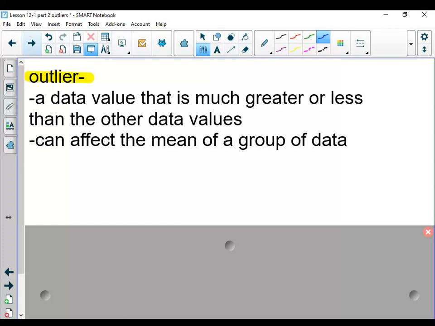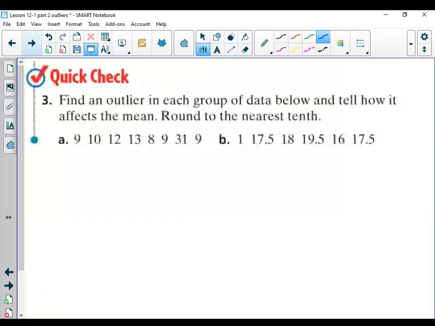So in that first box, let's pretend this is money. And Sam has $9. Keegan has 10. Eli has 12. Charlie, 13. Riley has 8. Lexi has 9. Jack has 9. But Maddie, whoo! Way more than everybody else at $31. Lucky Maddie.